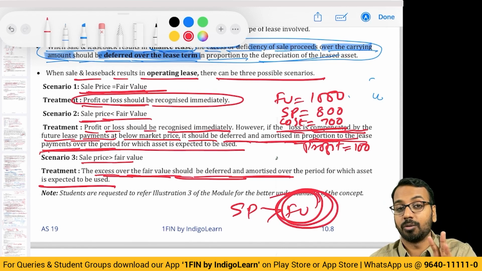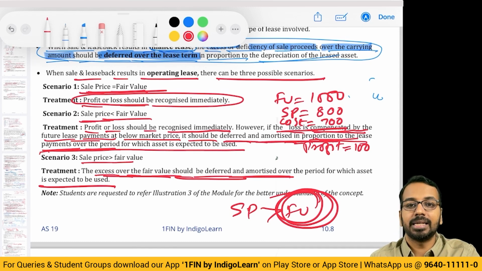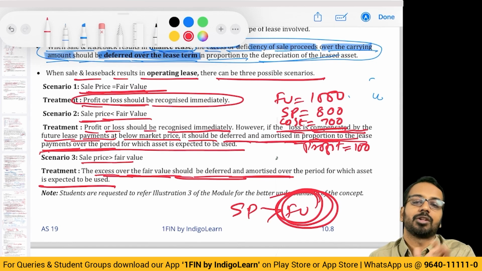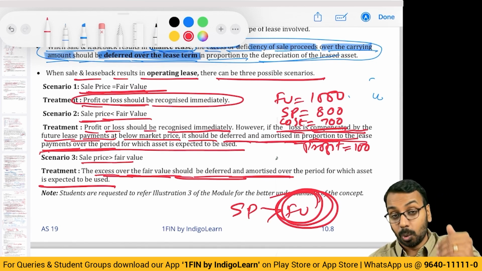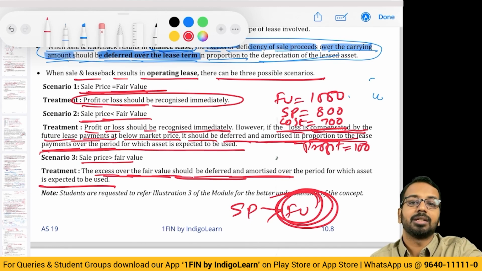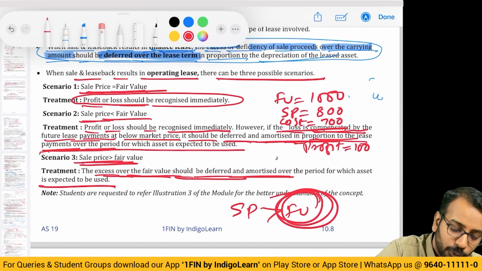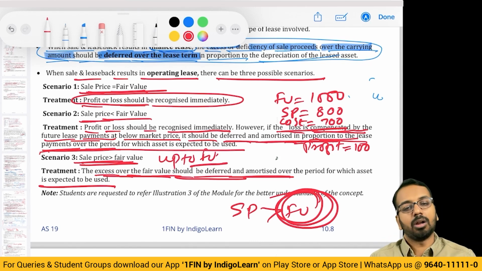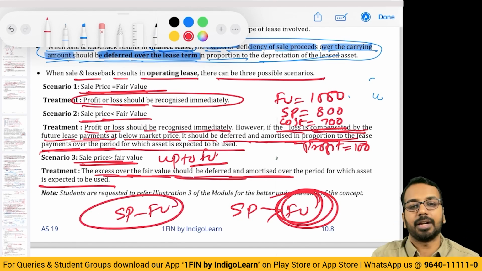So, 2-3 conclusions. Finance lease, always defer. Operating lease, if the selling price is below fair value, then recognize the profit or loss immediately. But if any loss is being compensated in the future with lower lease rentals, that you will have to defer. If selling price is more than fair value, up to fair value, whatever is the gain or loss, you will recognize. Selling price minus fair value, you will defer and amortize.